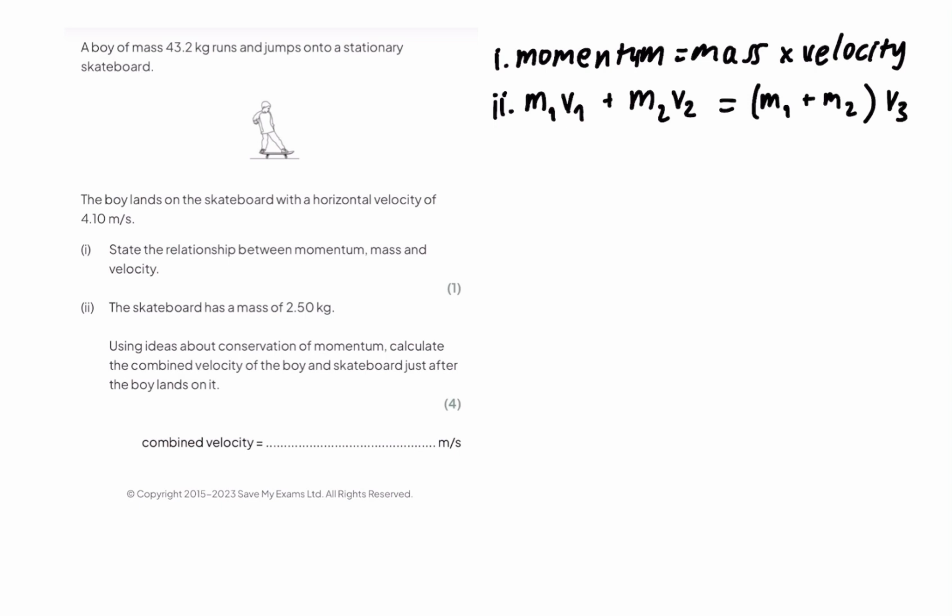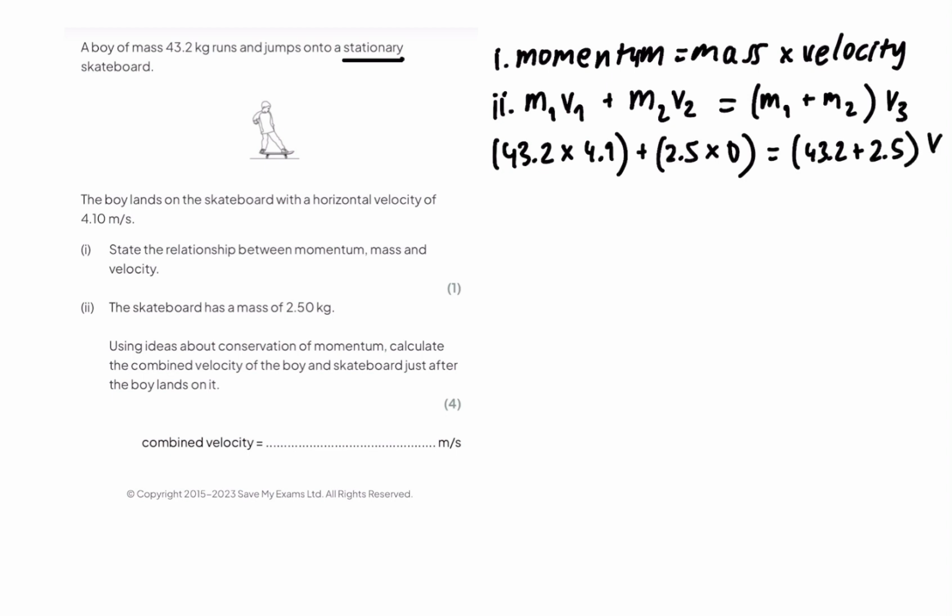So we know that the boy's mass is 43.2 kilograms, and we can multiply that by the boy's velocity of 4.1 meters per second, and we can add that to the skateboard momentum. Its mass is 2.5 kilograms. We can multiply that by its velocity, and because it's stationary, that means its velocity would be 0. And that should equal the boy's mass, which is 43.2, plus the skateboard's mass of 2.5 kilograms times the new velocity that we're looking for.